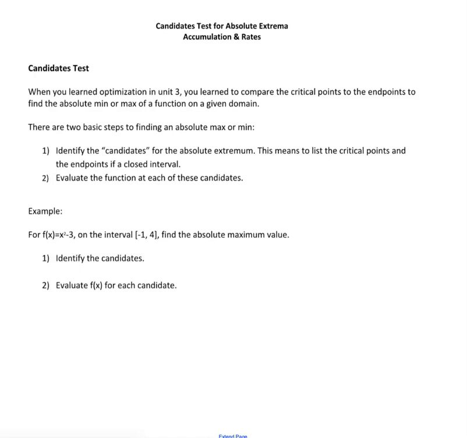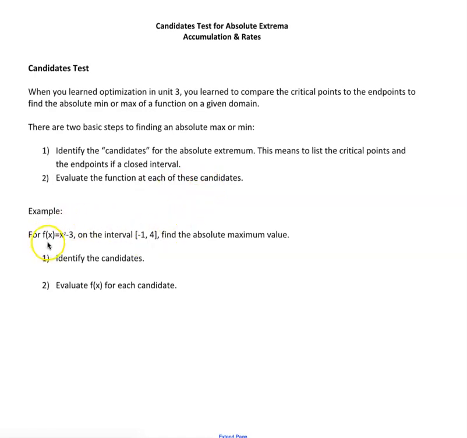So there are 2 basic steps for finding an absolute max or absolute min. The first step is to identify the candidates. That means just list the critical points and list the endpoints if it's a closed interval. If it's an open interval, all you will have to do is list the critical points. And step 2 is evaluate the function at each of these candidates and then choose the max or the min.